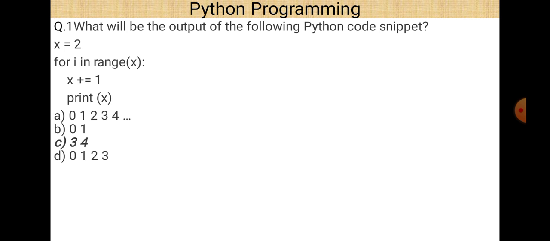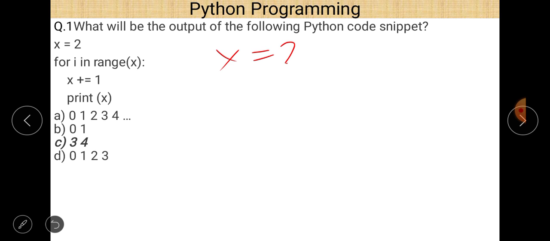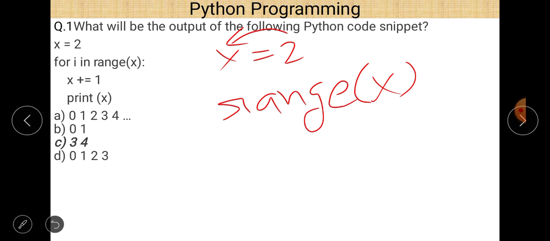First of all, x is initialized with 2. You can easily see on the screen, first line, x equal to 2. So 2 is initialized to x. Okay, no problem at all. Next line, for i in range(x). That means we can write it as range(x). So x is replaced by 2 because x is initialized by 2. In place of range(x), we can write range(2).